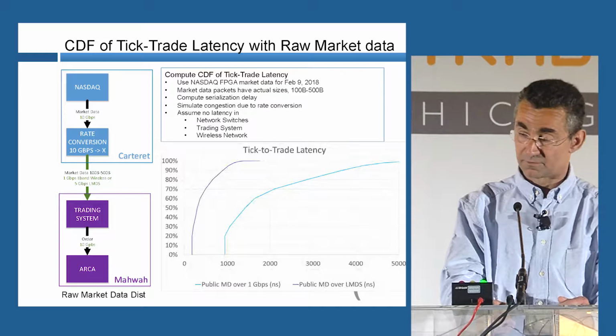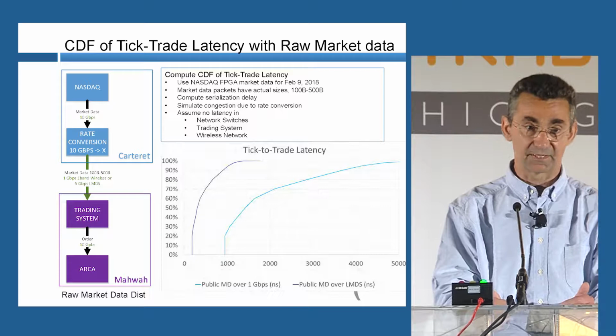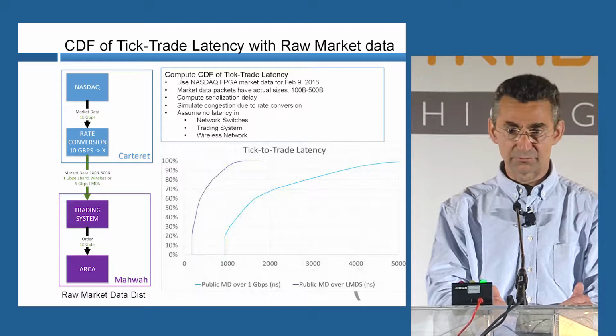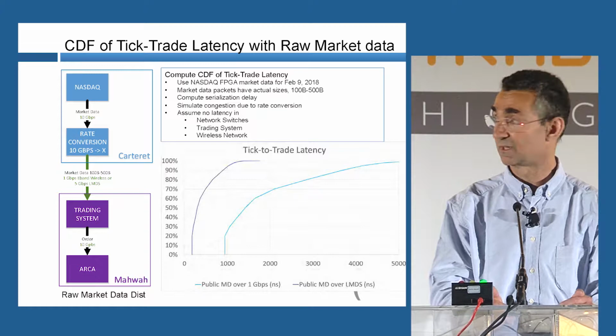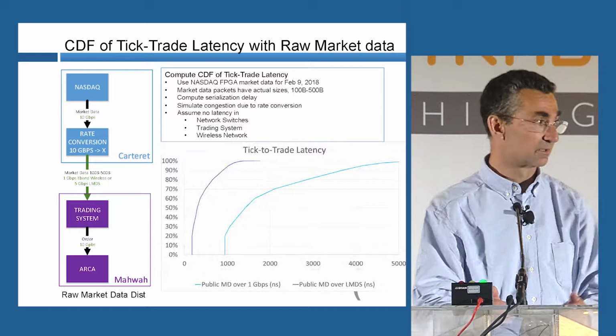So we're going to now do real simulations, meaning take all the market data for one particular day. In this case, we've chosen February 9th. February 9th was a pretty busy day. It's an interesting day. And we're plotting the raw data path. So we're saying, okay, NASDAQ has an offer, which is essentially the blue line.